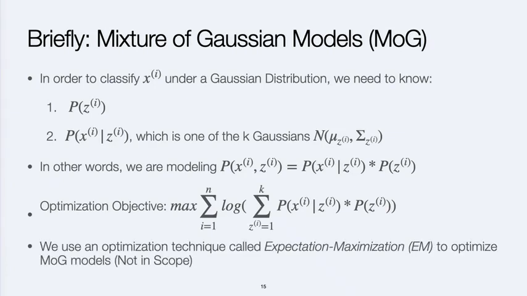So for mixture of Gaussian models, we optimize them using a technique called expectation maximization. You can think of expectation maximization as similar to gradient descent. Gradient descent is our optimization technique in neural networks, and we used it for logistic regression, for instance. In mixture of Gaussian models, we will use expectation maximization. There's actually a way to use gradient descent with mixture of Gaussian models, but the most popular way is EM. It's out of scope, so you don't have to worry about it too much, but we want you to know that it exists. I think that's pretty important.